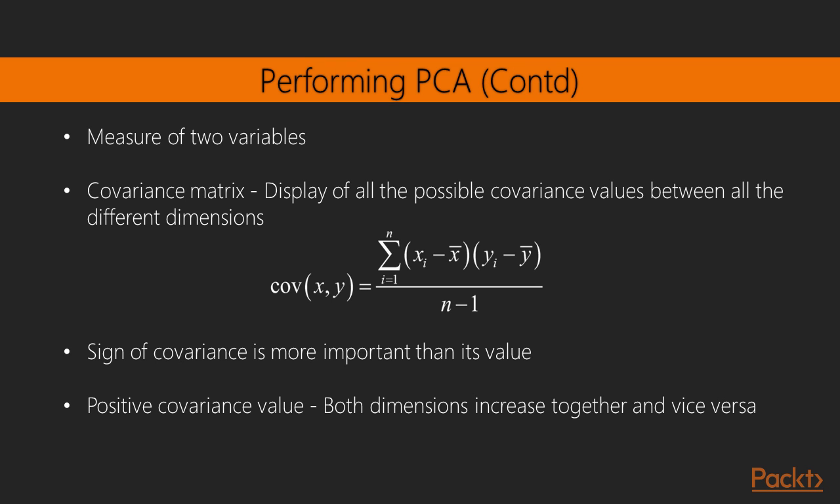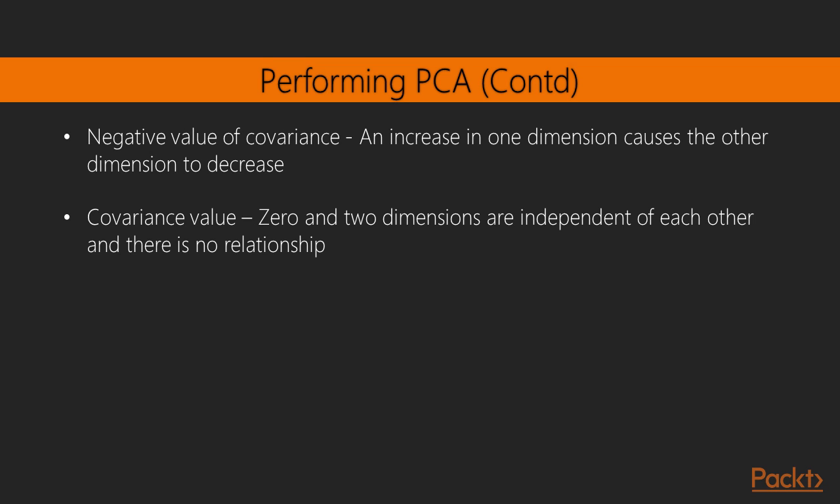Calculate the covariance matrix on the reduced dataset. Covariance is a measure of two variables. A covariance matrix is a display of all the possible covariance values between all the different dimensions. The sign of covariance is more important than its value. A positive covariance value indicates that both dimensions increase together and vice versa. Similarly, a negative value of covariance indicates that with an increase in one dimension, the other dimension decreases. If the covariance value is 0, it shows that the two dimensions are independent of each other and there is no relationship.